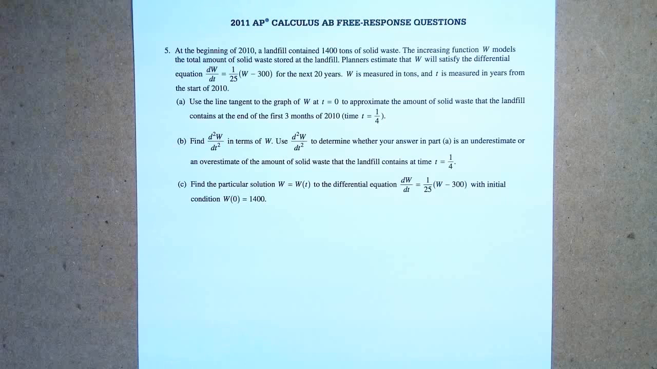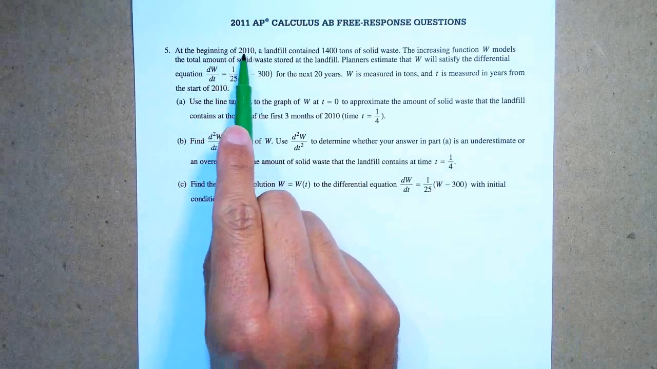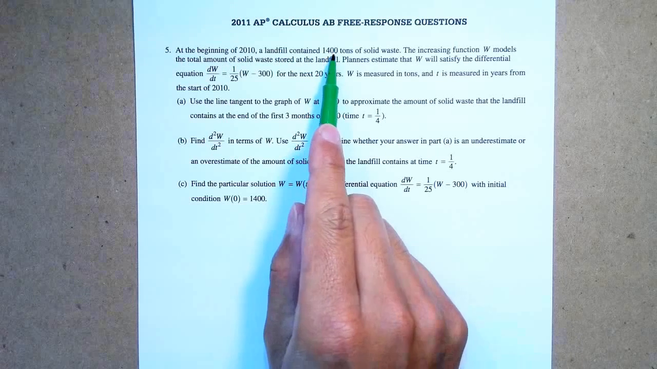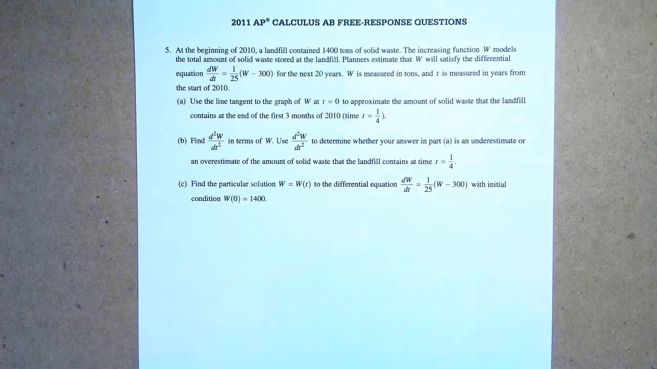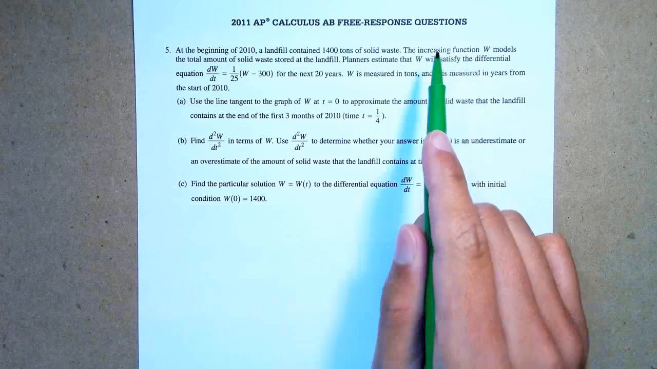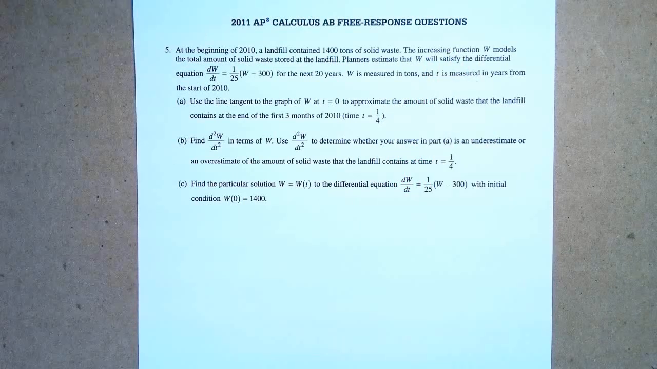So what we're going to do is take a look at A, B, and C, but first we're going to begin by reading the question. It says, at the beginning of 2010, a landfill contained 1,400 tons of solid waste. That means that in 2010, there was an initial amount of 1,400. So that's probably going to be at time equals 0. It says the increasing function, so that means this function is going to be increasing throughout the entire time. It says W models the total amount of solid waste stored at the landfill.